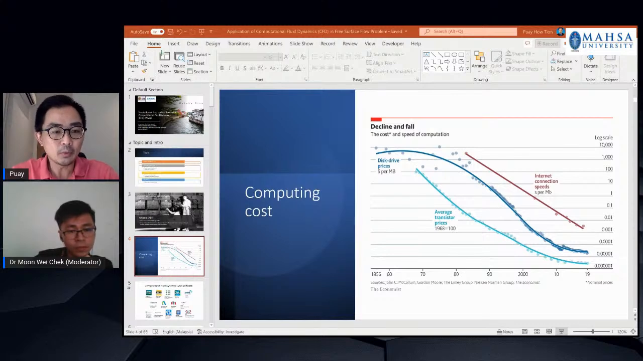So for today, I will just focus on the modeling of flow with free surface. So first of all, what is free surface? You can see from this picture here.